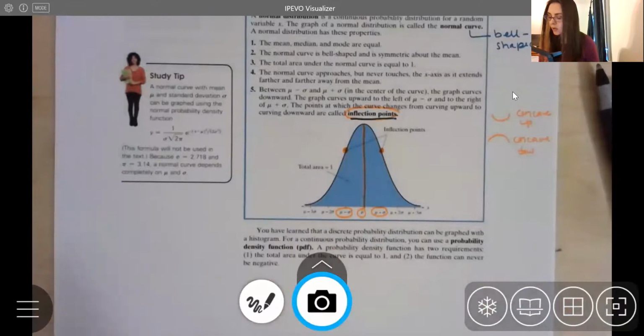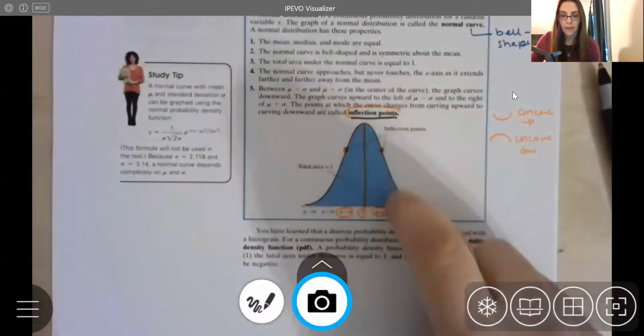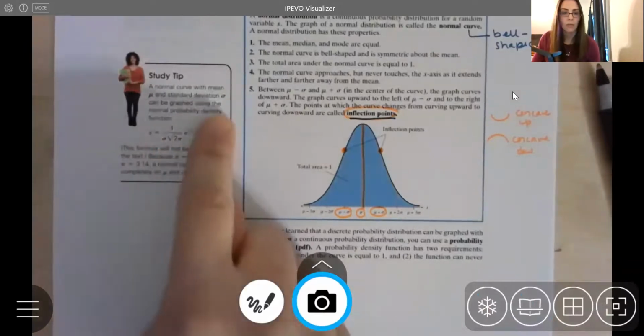You've learned that a discrete probability distribution can be graphed with a histogram. And so for a continuous probability distribution, you can use a probability density function, which is abbreviated as PDF. A probability density function has 2 requirements: 1, the total area under the curve is 1, and 2, the function can never be negative. So this outer curve right here that makes that bell shape is actually a probability density function. And the formula for it is given right here.